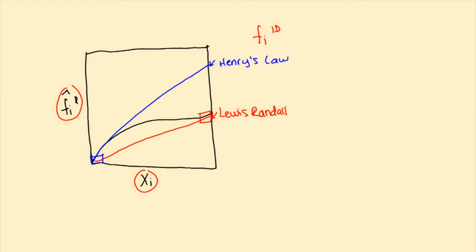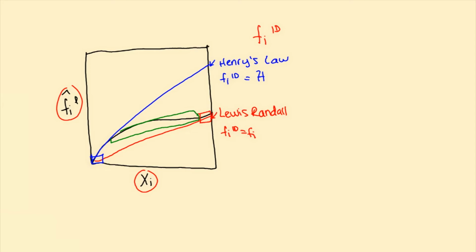At the Lewis-Randall reference state, we have that our fi id is equal to some value fi, and at the Henry's law reference state, we have fi id is equal to Henry's law constant. In the middle of this graph, we will need to take into account another property called the activity coefficient, but this will not be done in this screencast.